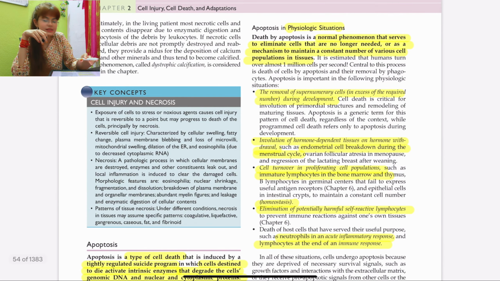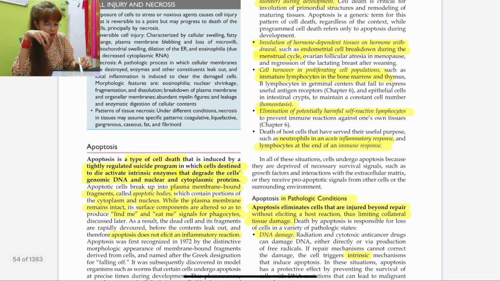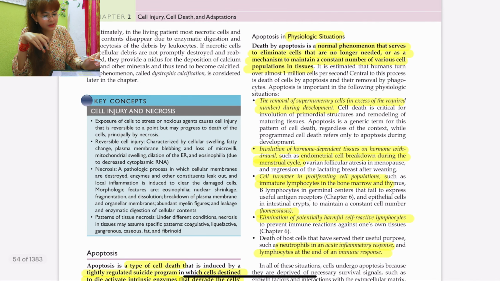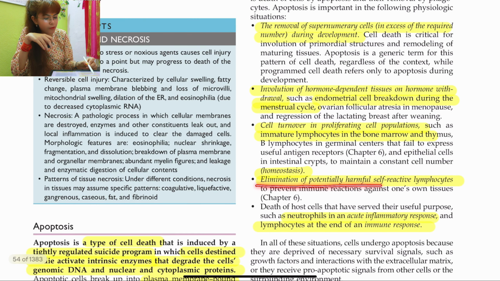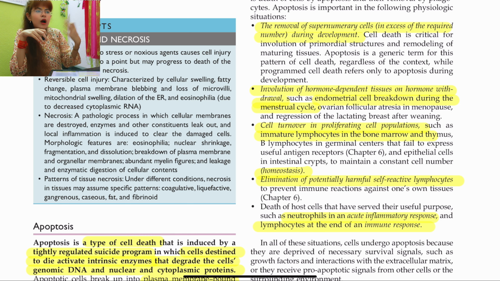Now, as I said, apoptosis can be seen in physiologic situations and in pathologic situations. Examples you can see here: removal of the supernumerary cells during development, involution of hormone dependent tissues on hormone withdrawal, like in case of endometrial cell breakdown during the menstrual cycle, cell turnover in proliferating cell populations like the immature lymphocytes in the bone marrow, then elimination of potentially harmful self-reactive lymphocytes, the neutrophils, the lymphocytes, all of this, they ultimately have to undergo death.